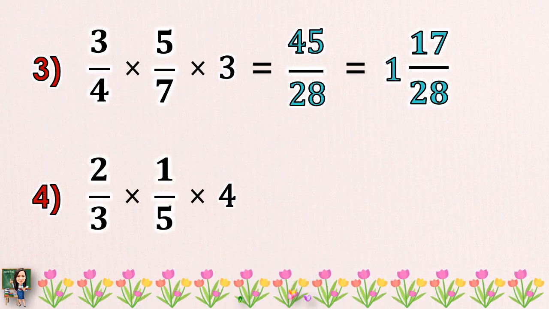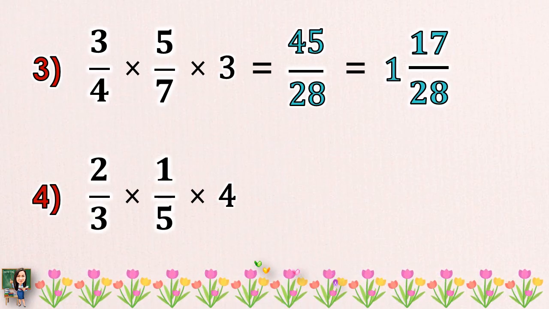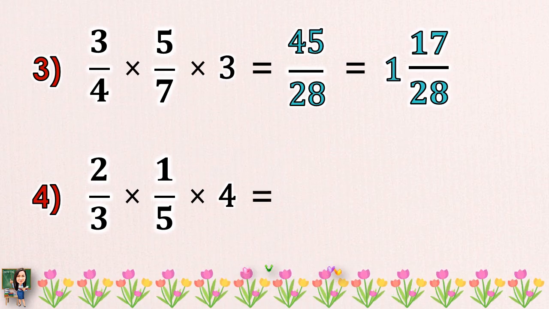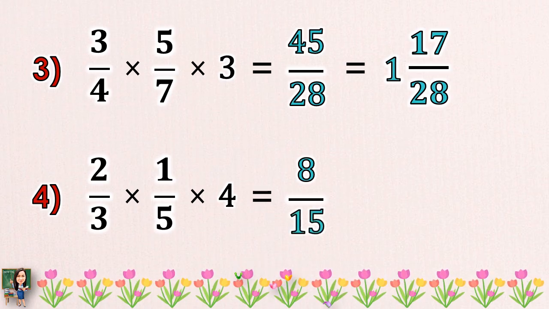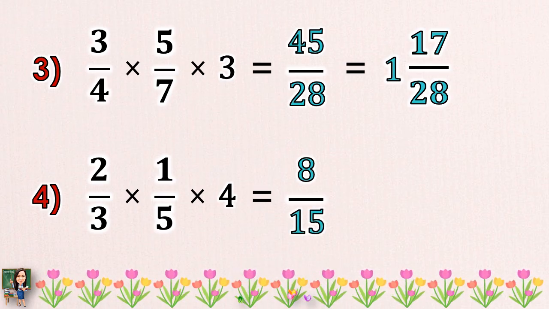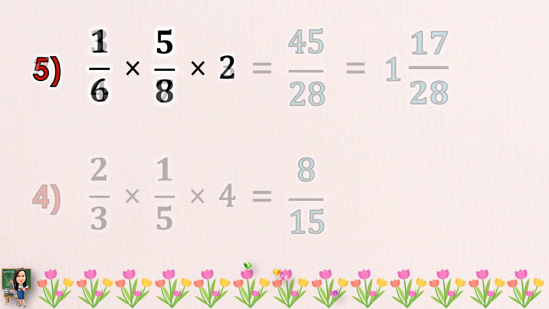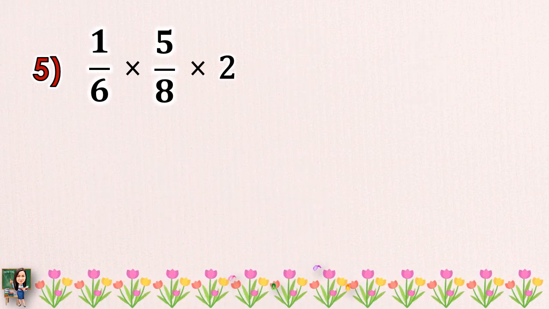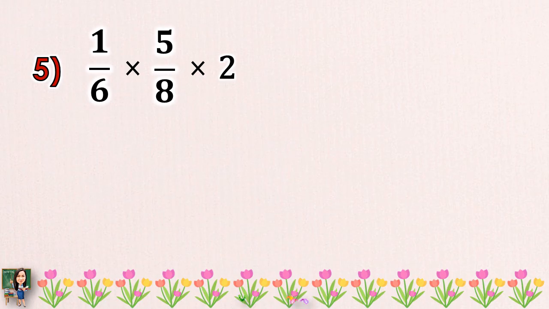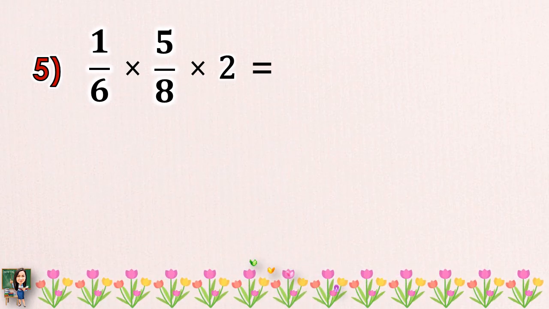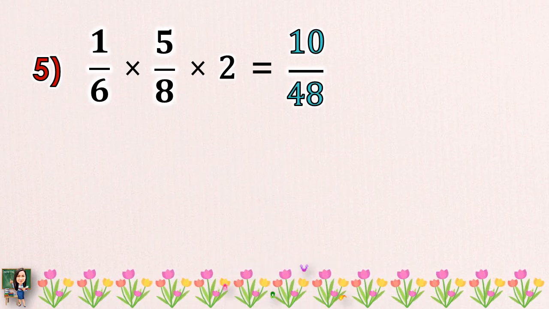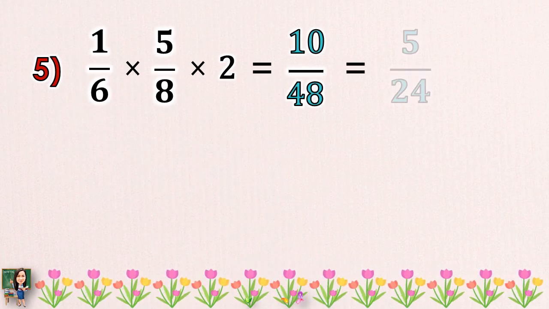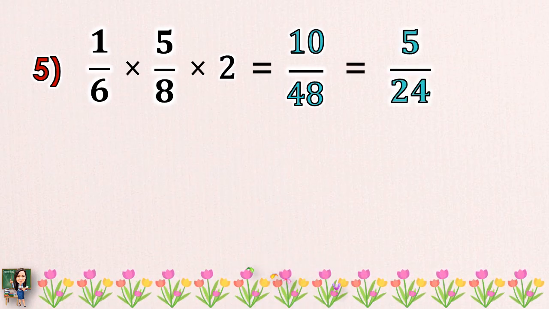Number 4. 2/3 times 1/5 times 4 equals 2 times 1 times 4 equals 8. 3 times 5 equals 15. So the answer is 8 over 15. Number 5. 1/6 times 5/8 times 2 equals 1 times 5 times 2 equals 10. 6 times 8 equals 48. 10 over 48. Get the lowest term. The lowest term is 5 over 24.